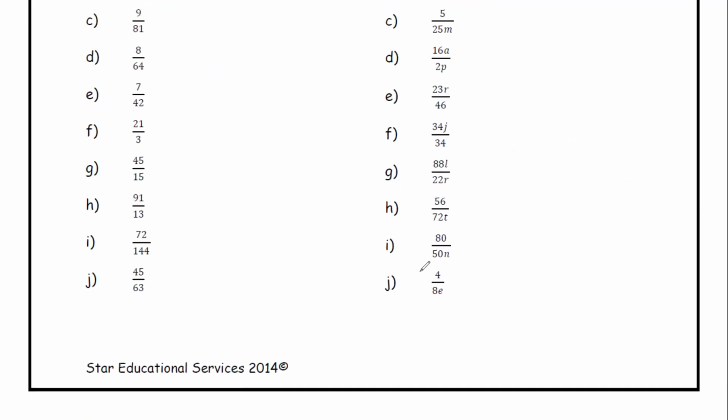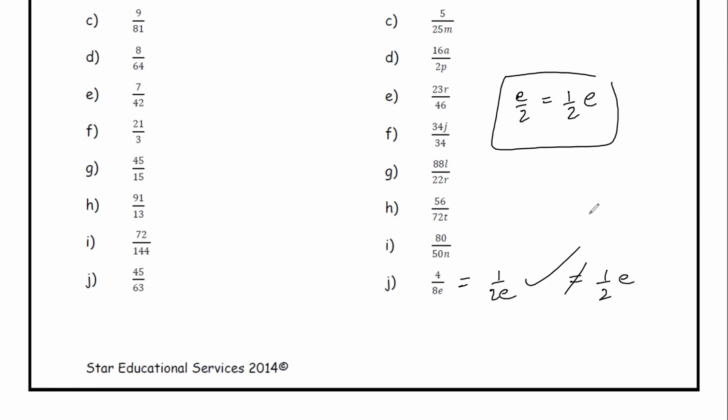4 upon 80 is simply 1 upon 2e. No explanations for this. 4 upon 8 is half. So half and then e. So you must be wondering, can you write it down like this? No, this is not the same. 1 upon 2e is not the same as half e. But e upon 2 is the same thing as half e. These two are the same, but these two are not the same. Remember, half e means e upon 2.